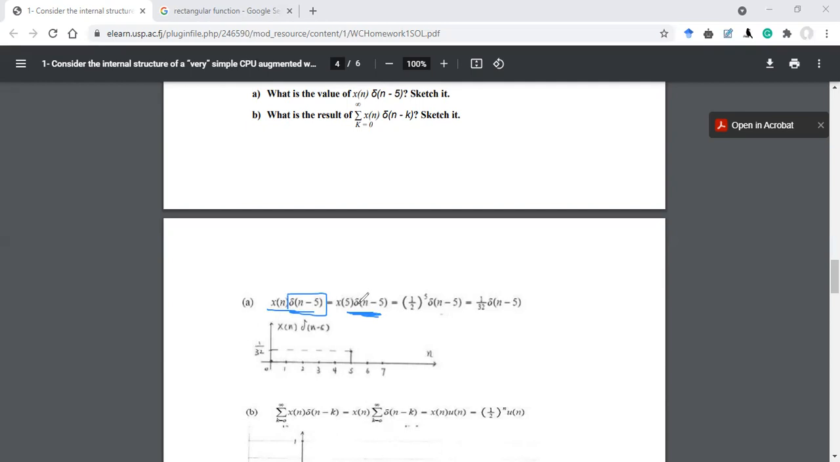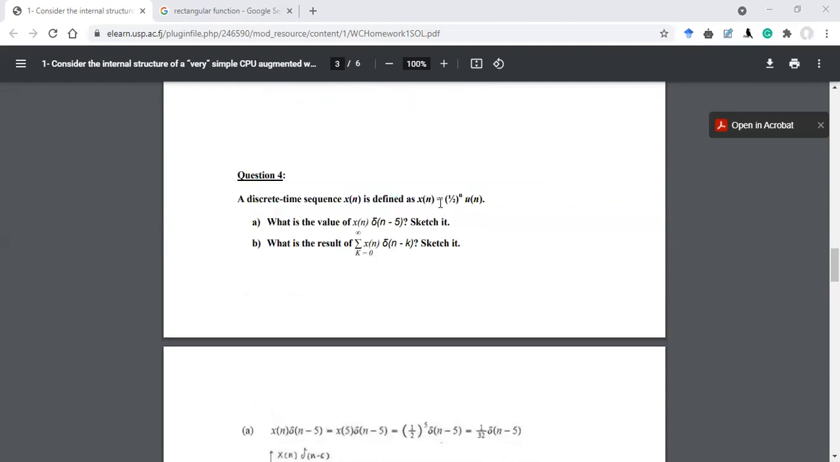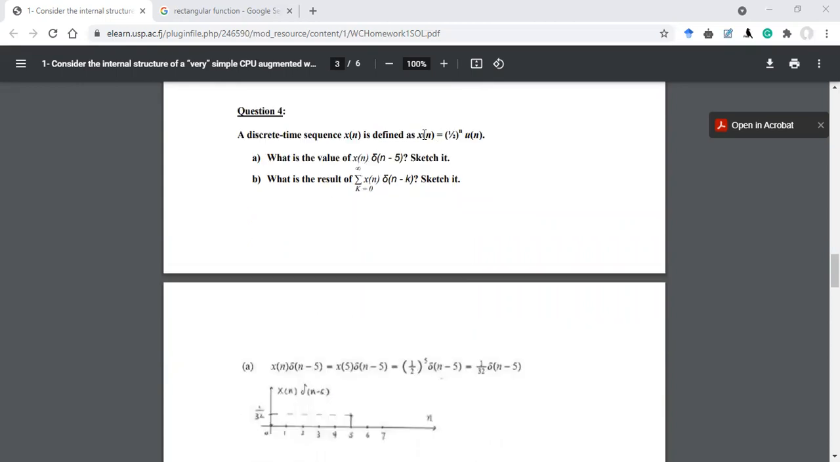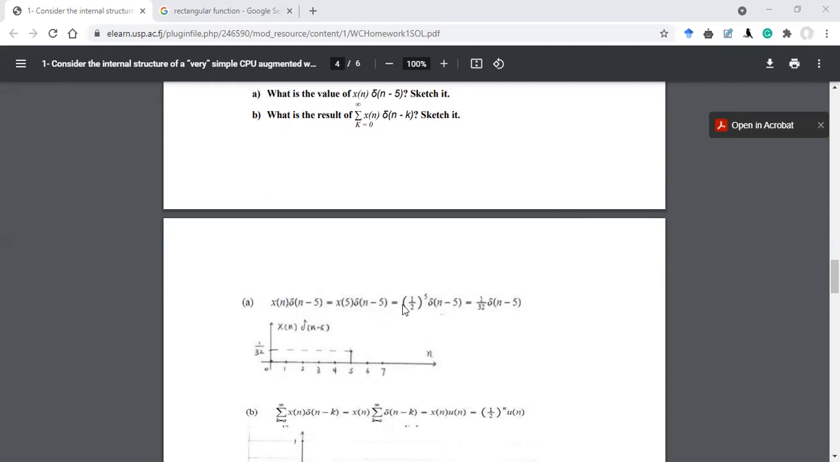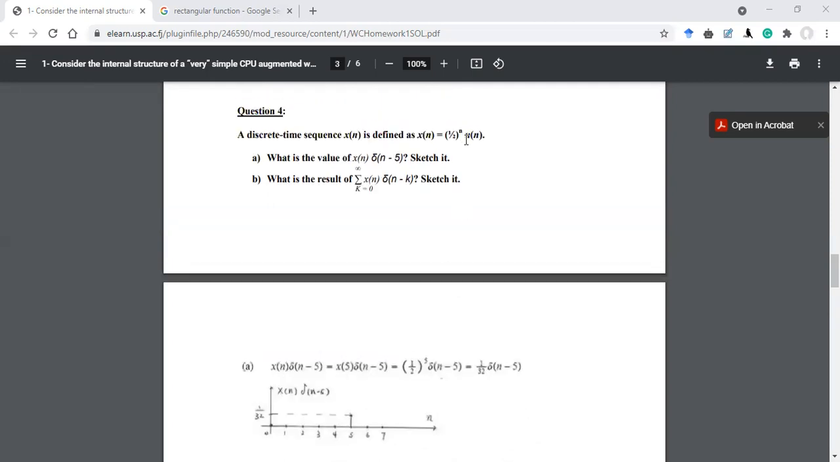So x of 5 is basically equal to, if you go back, you can see that x of n is equal to half to the power of n, isn't it? So x of 5 will read as half to the power of 5 multiplied by u of n. So we have half to the power of 5, and u of 5 will be basically 1, so half to the power of 5 multiplied by 1 multiplied by delta n minus 5.